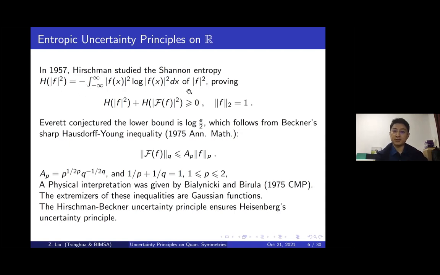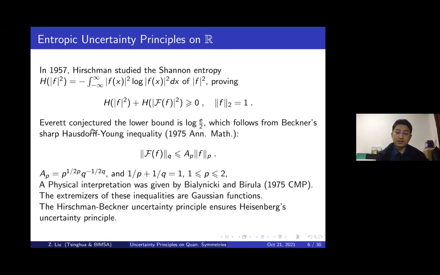That defines the entropy. And he showed that the entropy of f squared plus the entropy of the Fourier transform of f squared has a lower bound. And actually, this can be easily derived from the Hausdorff-Young inequality. We can just simply take the derivative of the Hausdorff-Young inequality at p equals 2, and then we get this entropic inequality.